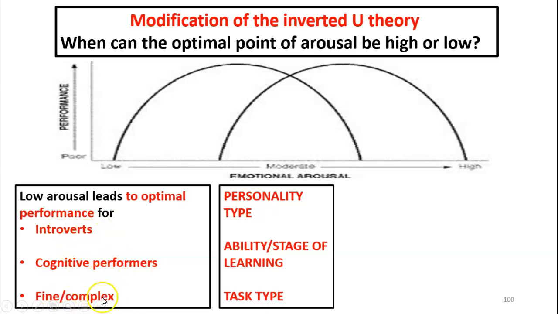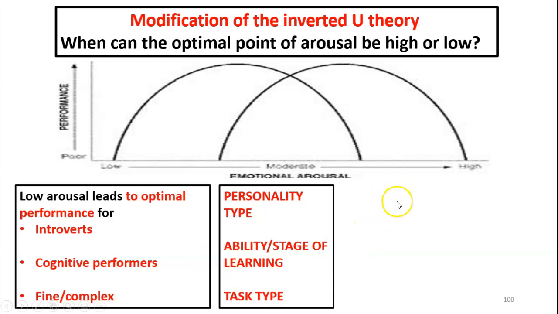Now, I'm not going to talk too much about these now, but I'm sure you can remember the reasons why introverts perform optimally at low arousal because they've got a highly sensitive reticular activating system. You don't have to write that. Cognitive performers perform their best for what their ability level is at low arousal because they haven't really learnt the motor program yet, and fine and complex skills are better performed at low arousal because of the intricate or small muscle movements used and the high decision making.